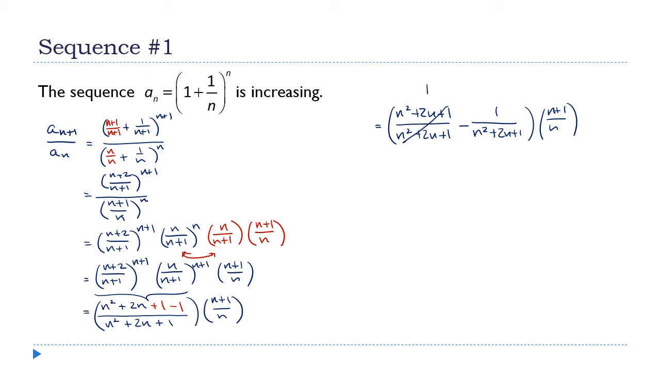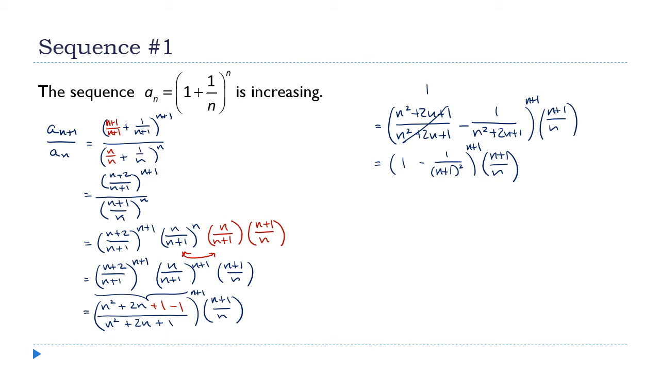Okay, good. Now, this piece here, that's just 1, right? So let me write this out. This is (1 minus 1/(n+1)^2) times (n+1)/n. And somewhere along the line here, I lost my exponent. That should be n+1, n+1, and n+1.